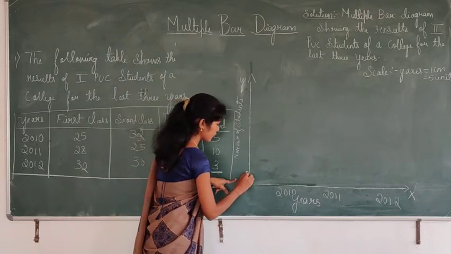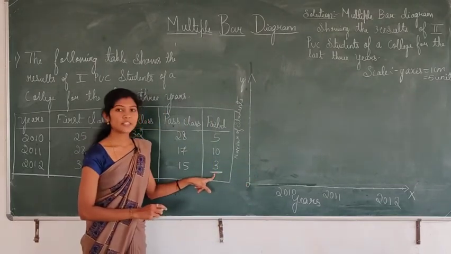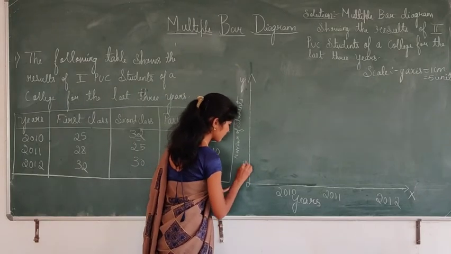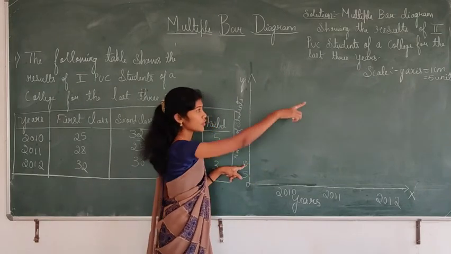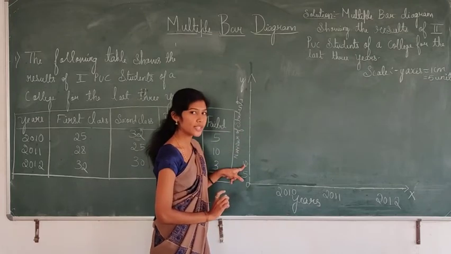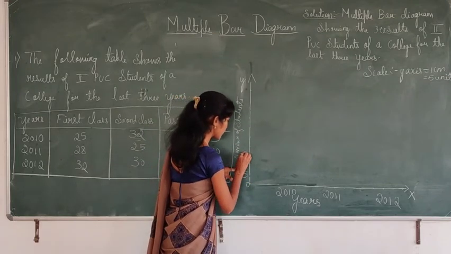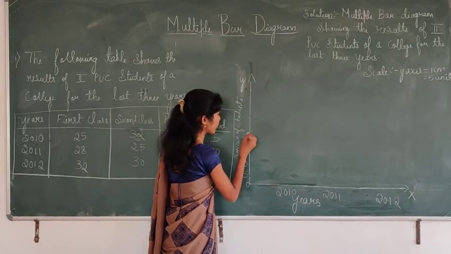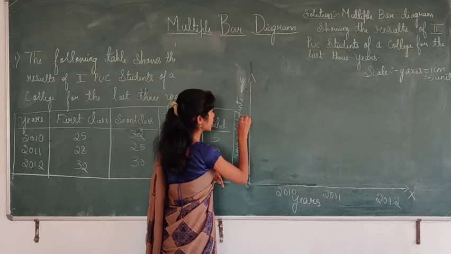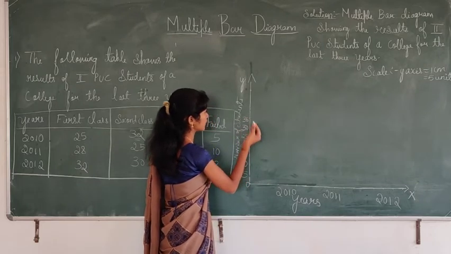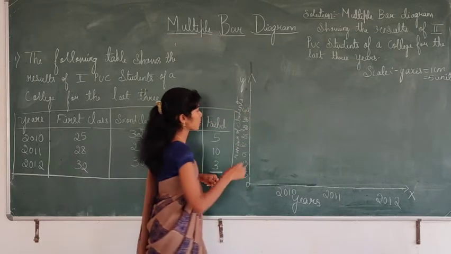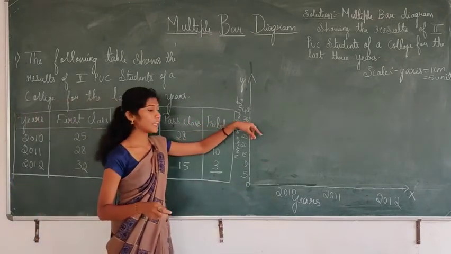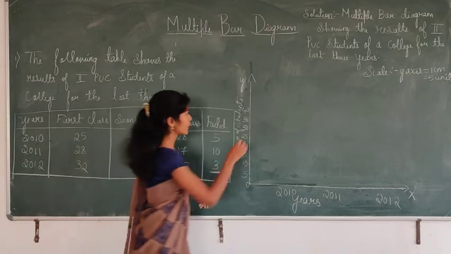So here the least value is 3. So we will take from 5, 10. Why am I taking 5, 10? Because I have taken the scale as 5 units. 5, 10, 15, 20, 25, 30 and 35. Okay. So the highest value is 32, so you need to take the value up to 35. Clear?